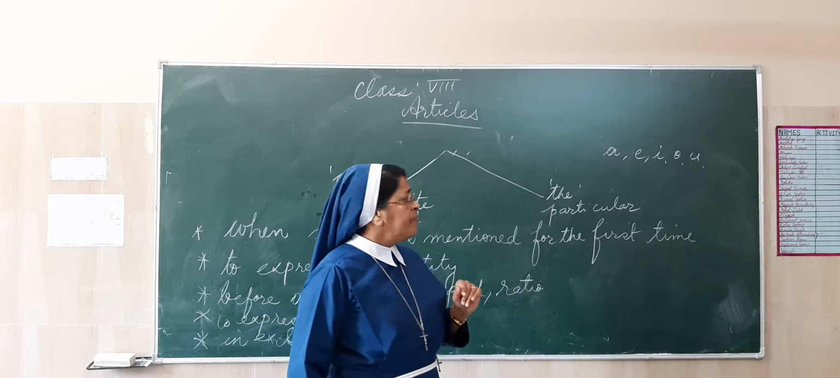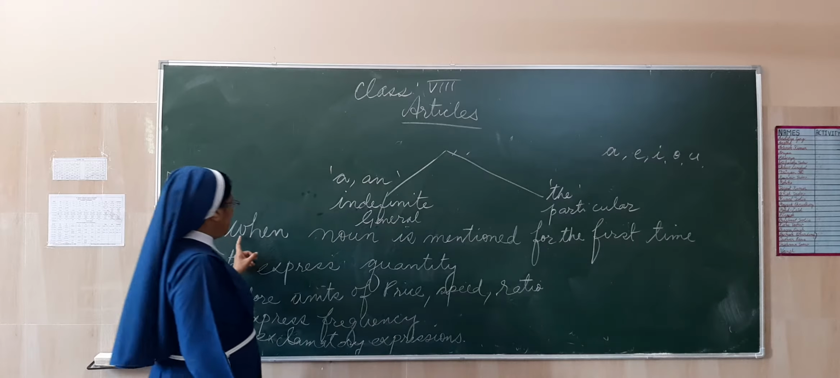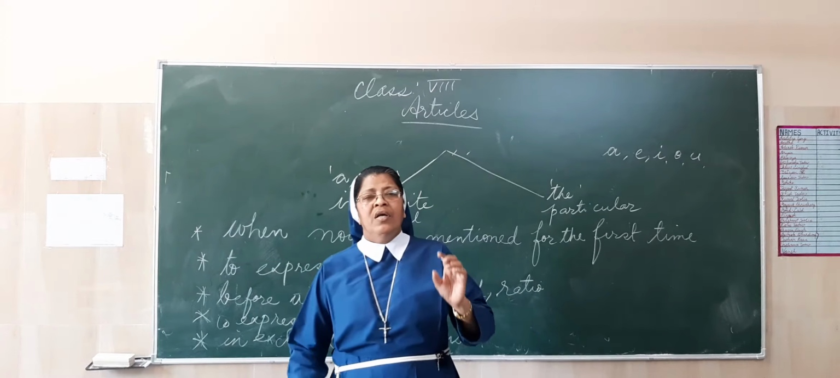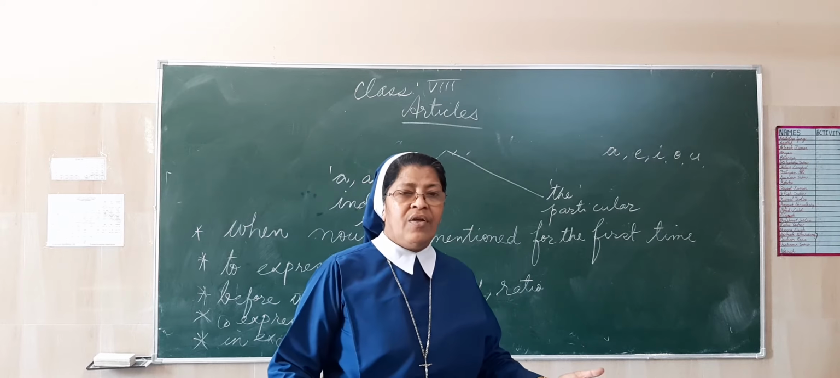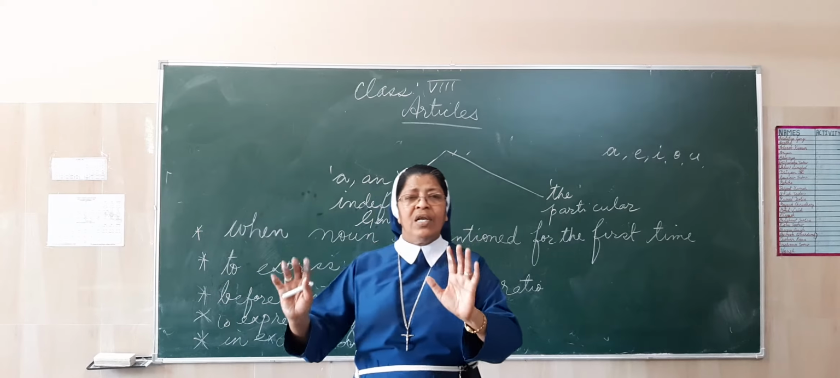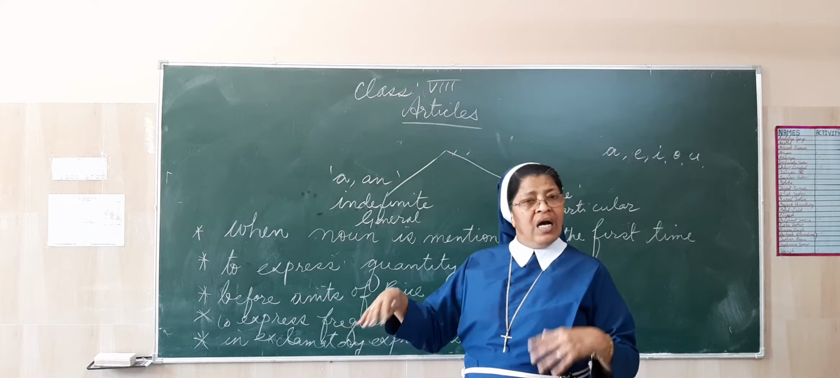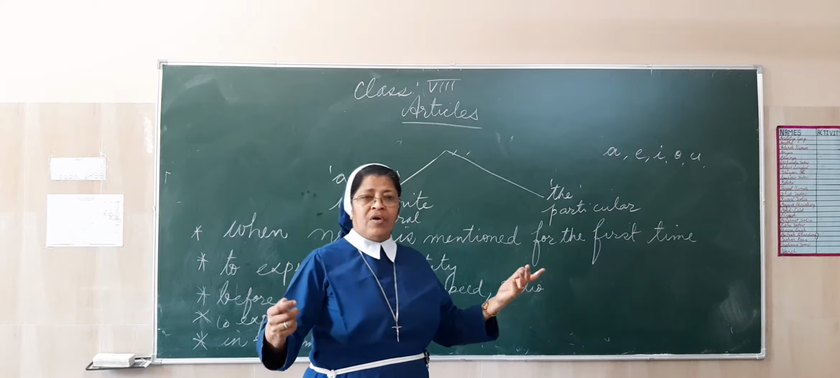For example, we use a when a noun is mentioned for the first time, for example, a girl, a train. Generally, we are not particularly saying any particular train. No, a train, a girl, a boy, a pen, a chalk, anything can be any chalk.